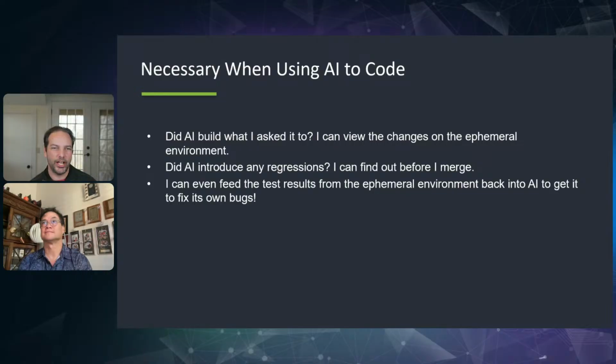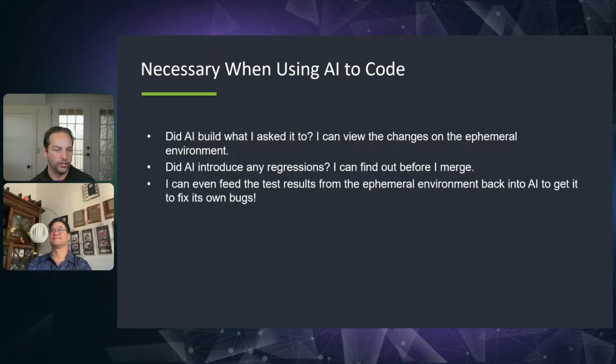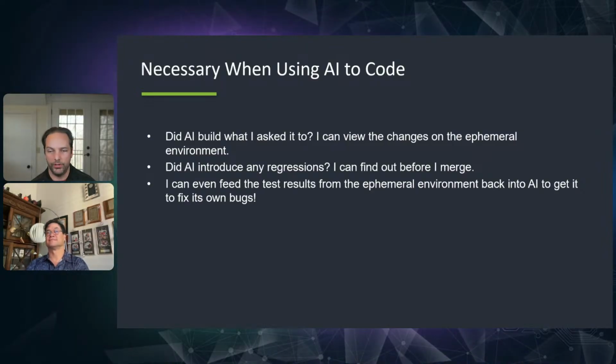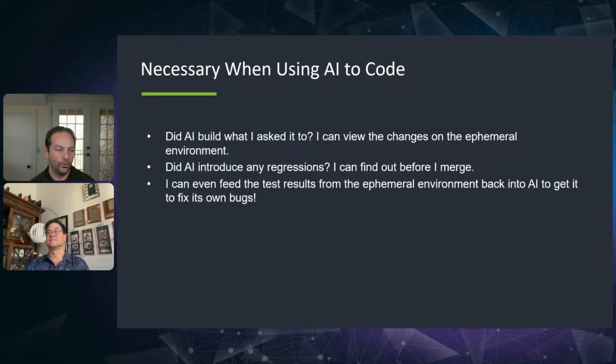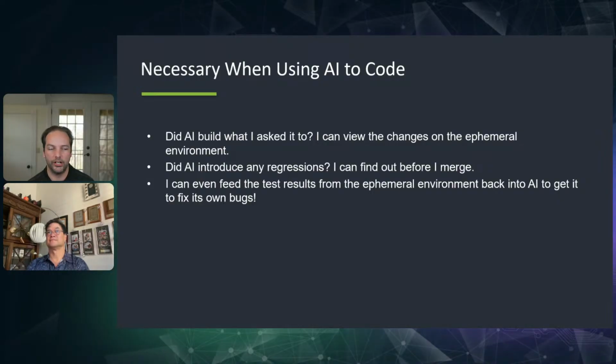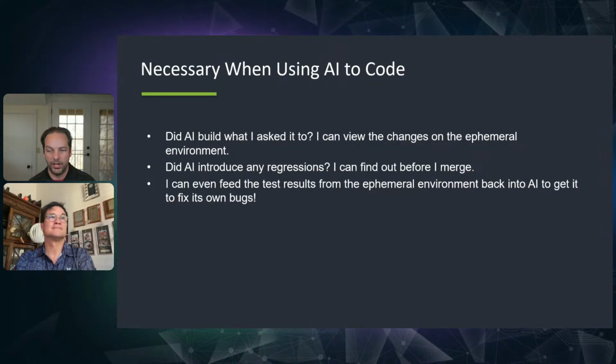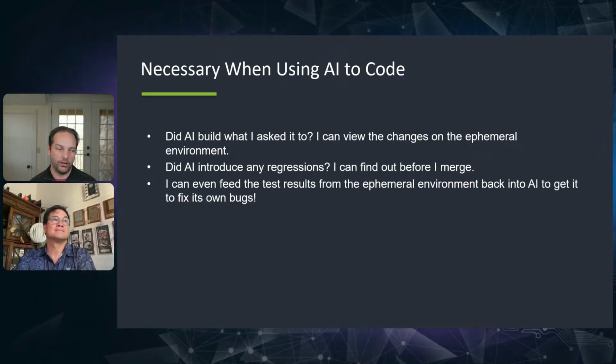And I'd also like to throw in that it's absolutely necessary, when using AI to help with code, that you're also doing ephemeral environments. And the reason why is because we need to know, did AI actually build what we asked it to? Did AI introduce any new regression errors? Not only is the code clean, but does it functionally do what it's supposed to, look the way it's supposed to, before we go off sharing that code with the rest of the team?